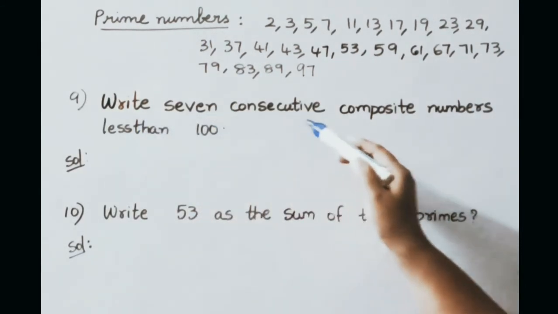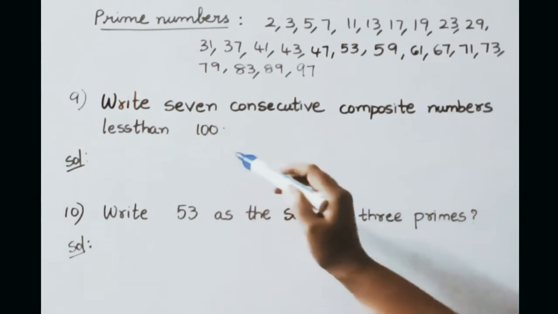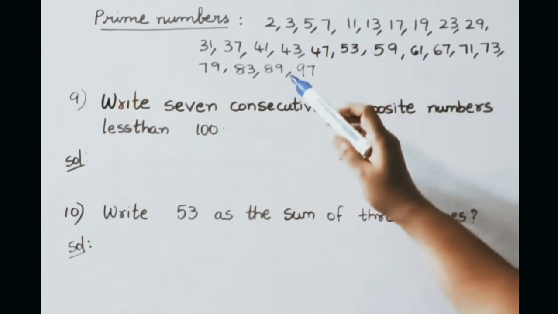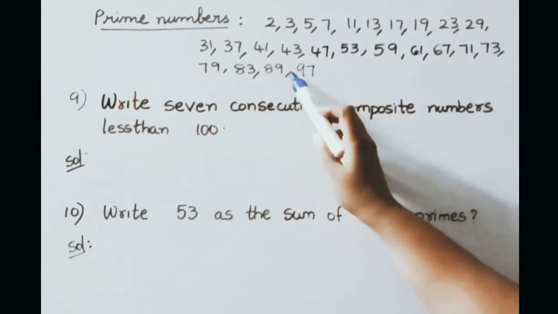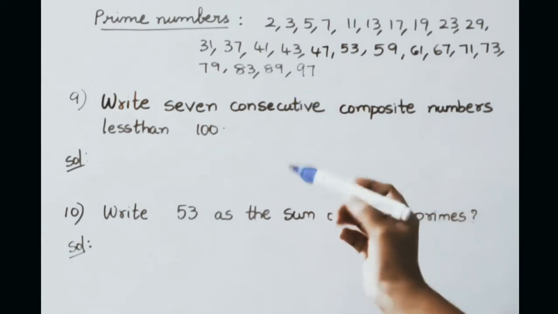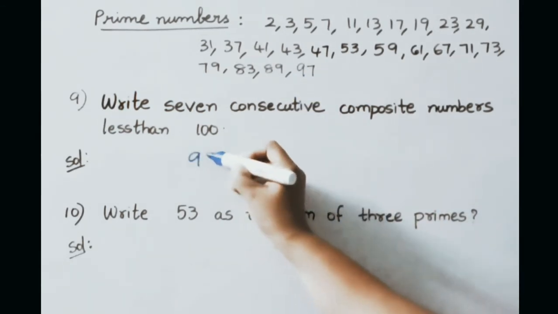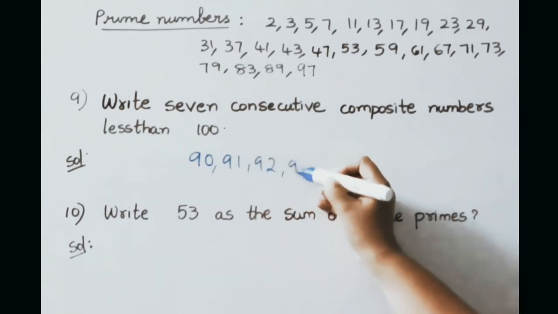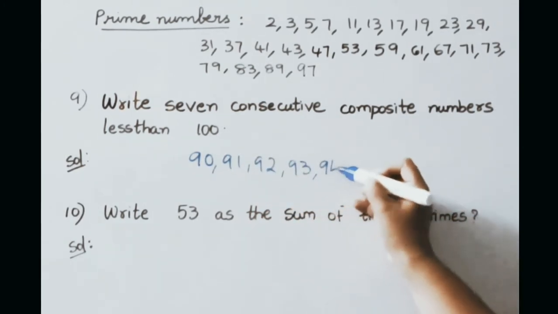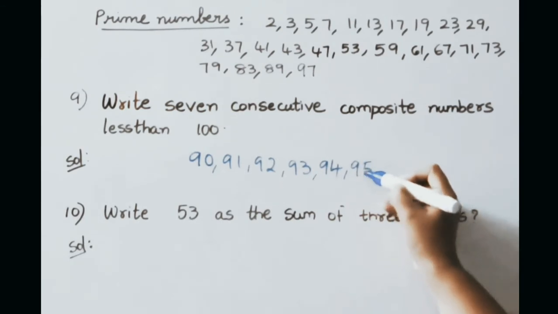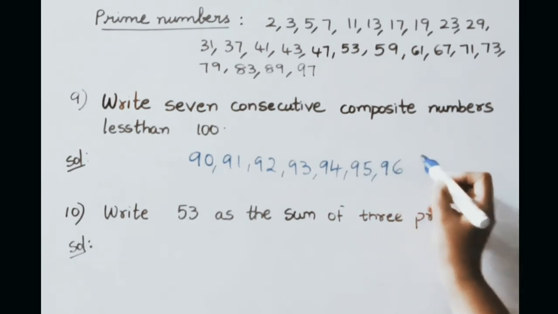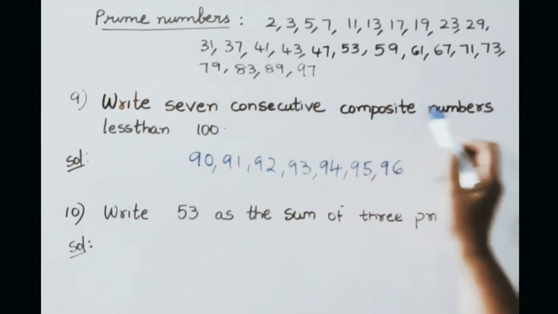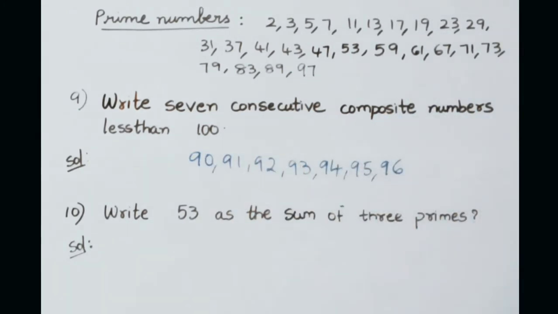Write 7 consecutive composite numbers less than 100. Observe the prime numbers list. 90 to 96 are composite numbers. So write down 90, 91, 92, 93, 94, 95, 96 are 7 consecutive composite numbers that are less than 100.